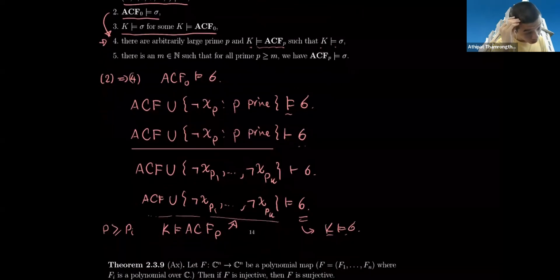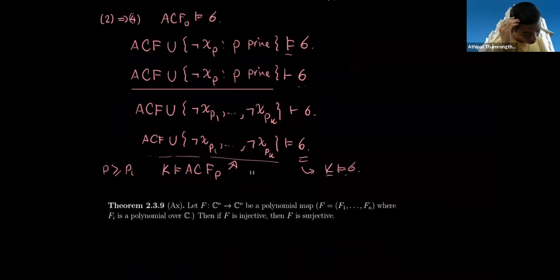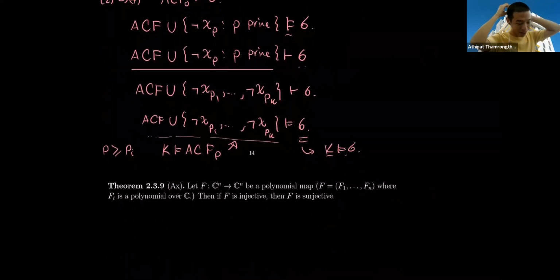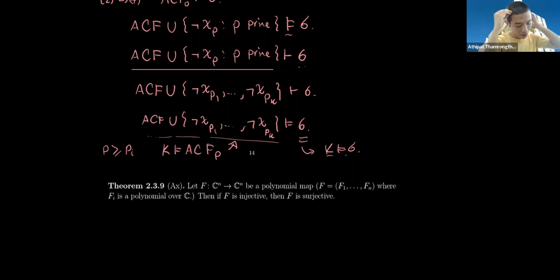Okay, and as a consequence of this, we can look at an application of this. Here we can show this. Let F be a polynomial map from C^n to C^n.